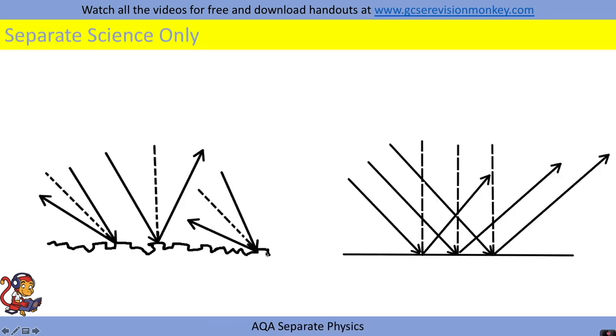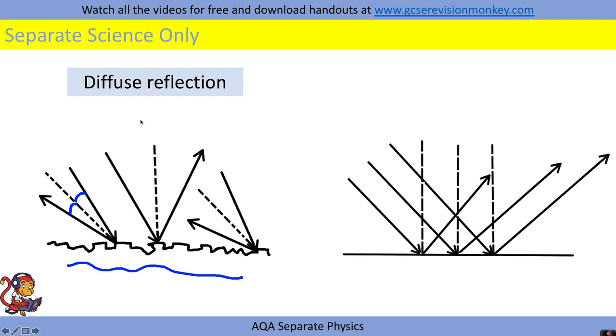First of all, we'll remind ourselves of the 2 different types of reflection that we can have. If you have a rough surface, like this one shown on the left here, then the rays of light coming in will all hit different angles of surface. They will all obey the law of reflection, whereby the angle of incidence is equal to the angle of reflection. However, the light will be scattered because each ray of light will be reflected off at different angles.